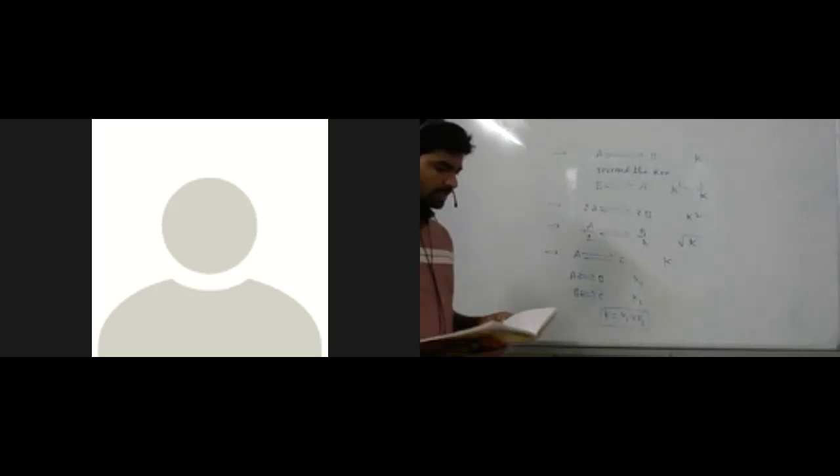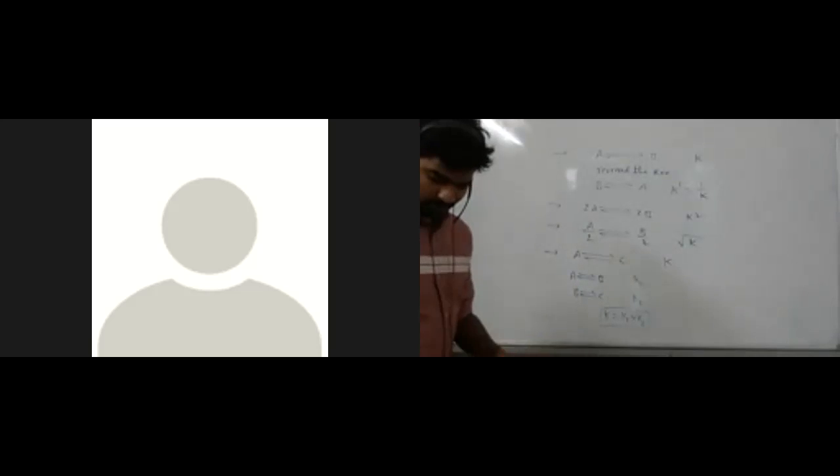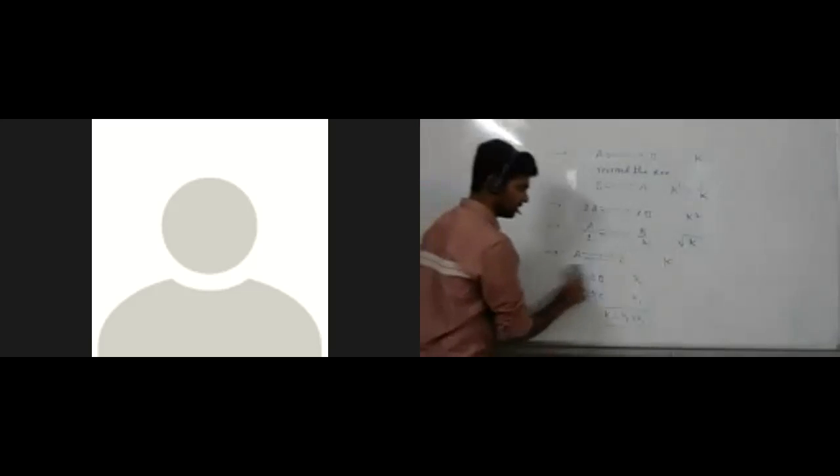Okay. Next, effect of temperature on the equilibrium constant. This is only for competitive purposes. Just reading it is enough. Here you need to write the half equation. That's also for JEE level.